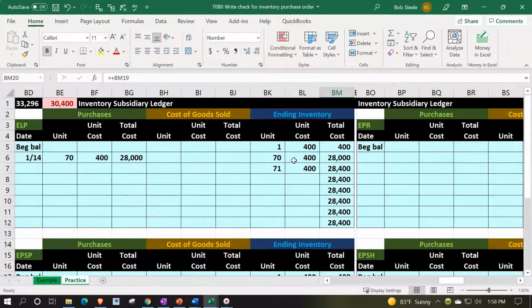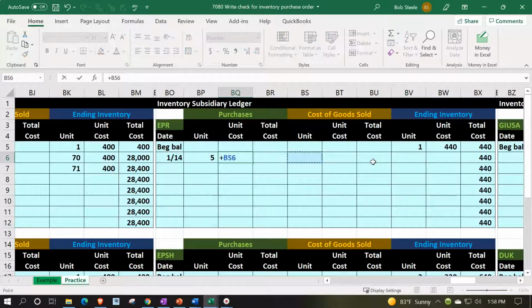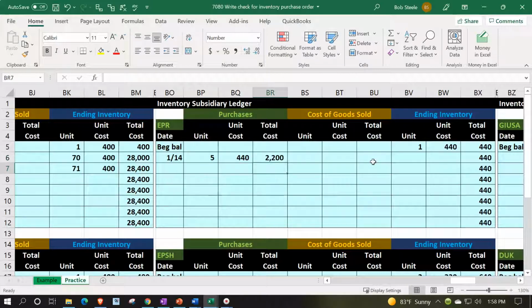We're also going to say that we purchased an EPR type of guitar from the same vendor. So this is all included on the purchase order. You can imagine the purchase order listing out all these guitars that we want. And now we're going to have to track them all in all of our subledgers because now we have received them. So now we're going to say, all right, on 1/14, we got 5 of these, 5 more of these guitars, and these cost $440. So multiplying that out, 5 times 440 gives us 2,200.